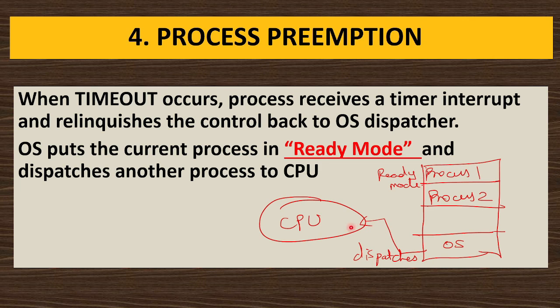A timer interrupt will be sent. And once the timer interrupt is sent, the OS will give process 2 to the CPU and process 1 will be put in ready mode. The CPU will execute process 2 by that time because the timeout of process 1 has occurred. So process 1 will be put in ready mode by the OS and process 2 will be dispatched to the CPU for execution. So this is called process preemption, an operation of a process.